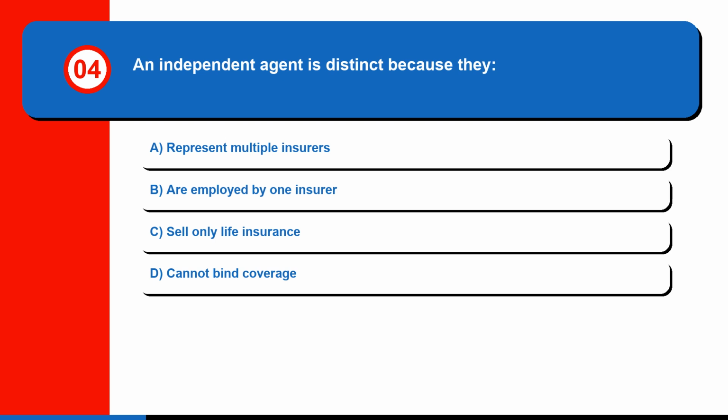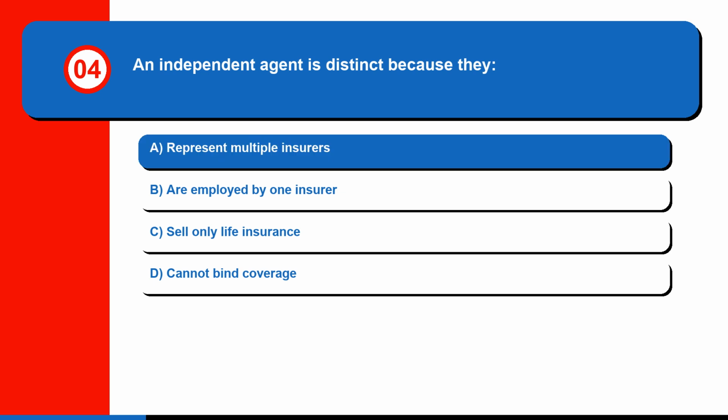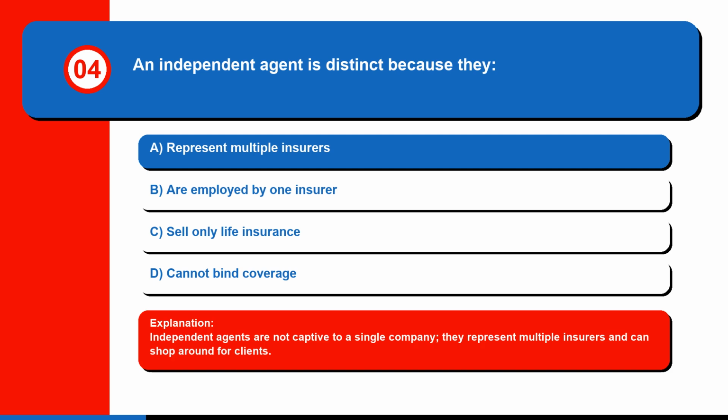Question 4. An independent agent is distinct because they A. Represent multiple insurers. B. Are employed by one insurer. C. Sell only life insurance. Or D. Cannot bind coverage. The correct answer is A. Represent multiple insurers. Independent agents are not captive to a single company. They represent multiple insurers and can shop around for clients.